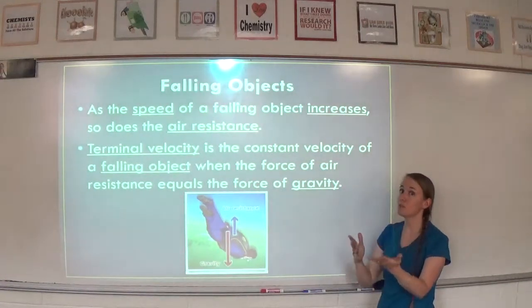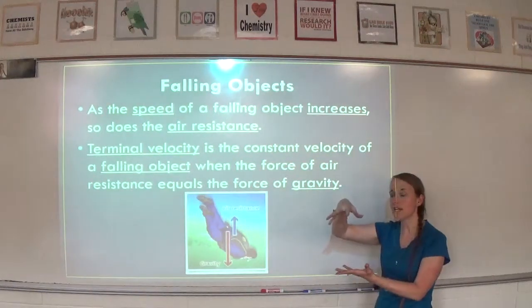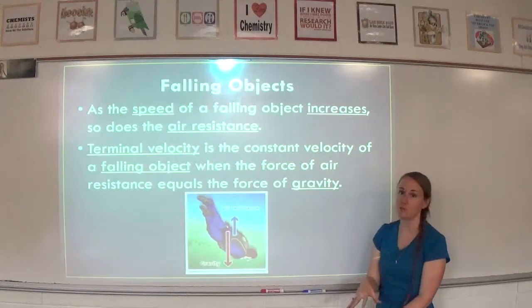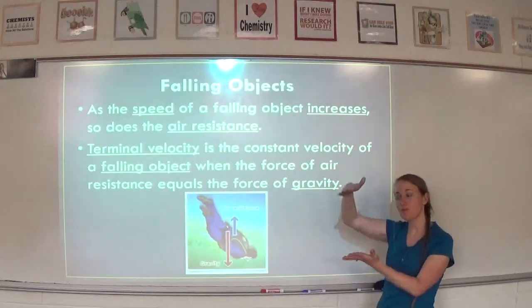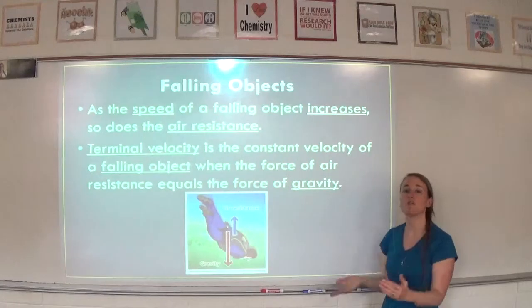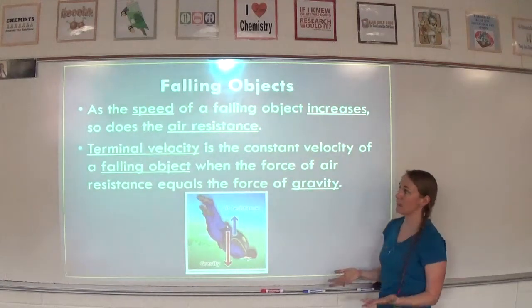Remember, we said if an object is already moving and balanced forces are placed on it, it just continues with that same speed. Okay? So once those two become equal, that's when you fall at what we call terminal velocity. You're going as fast as you can. Unless something was to propel you at that point, you would not go any faster.